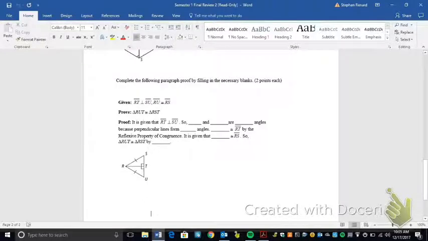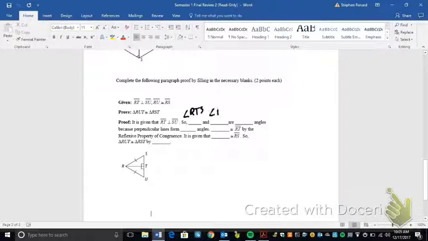Fill in the blanks. We've done this one before, but we'll do it again. It is given that RT is congruent to SU. And if you don't know what they're talking about, you can read: blank and blank are blank angles because perpendicular lines form blank angles. Well, I know that perpendicular lines form blank angles. So I'm looking here and going, okay, what 2 angles are going to be right angles? Perpendicular lines form right angles.